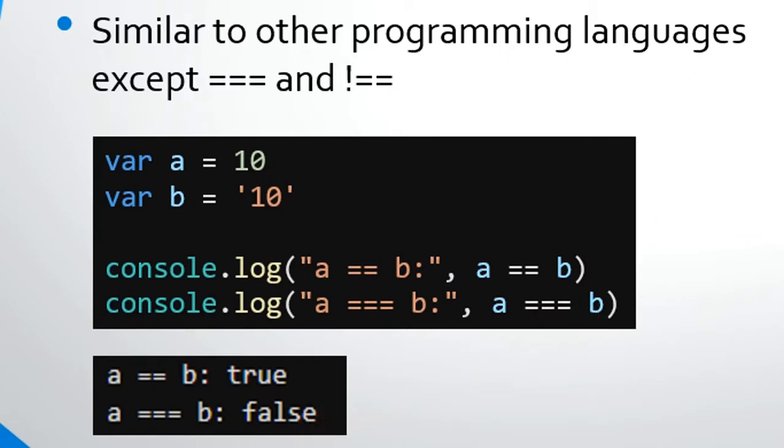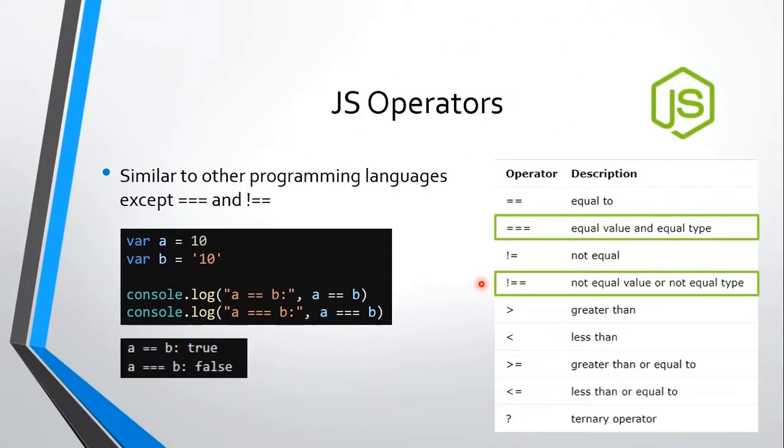So we have an additional JS operator, which is a triple equal, and similarly that will work with the not double equal. It will compare the content and also the type. So type must be equal and the content also must be equal when we are talking about these operators.